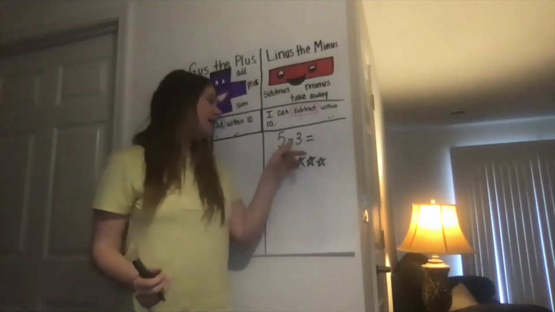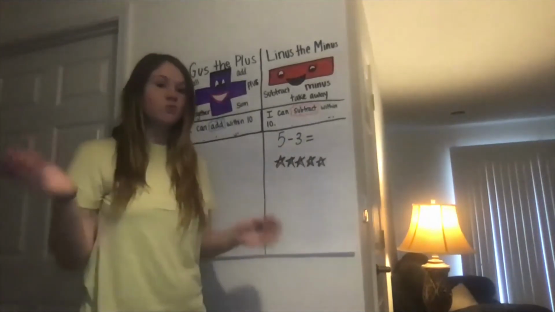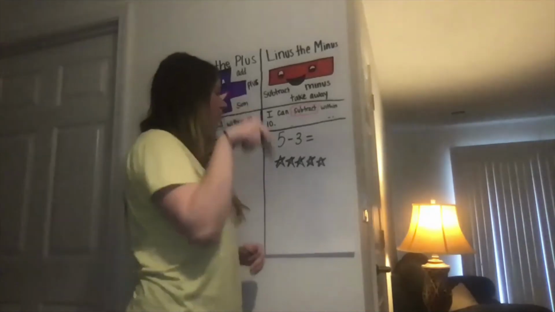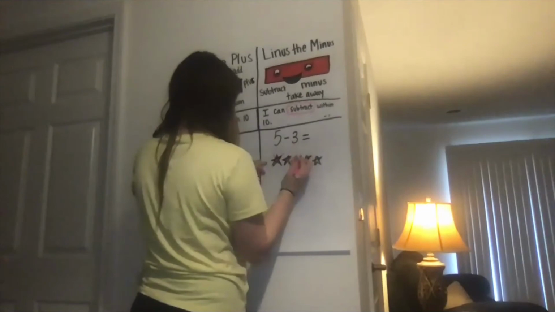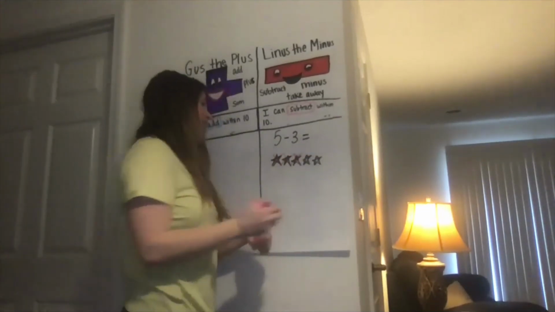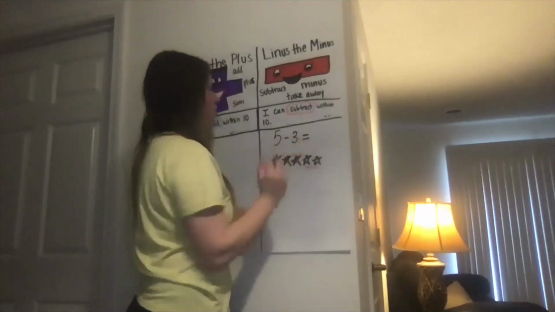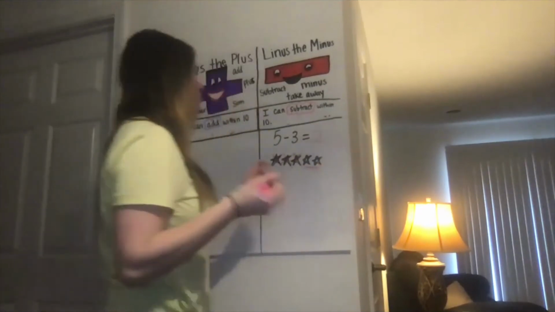All right, and then Linus the Minus says to take away 3. So we are going to do what? You're exactly right. We're going to take away. We're going to cross it out. So let's cross out 3. We're going to cross them out. 1, 2, 3. We cross out 3. How many do we have left? 1, 2. So our answer is 2. Awesome. You guys are great.